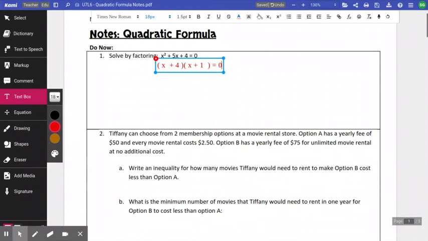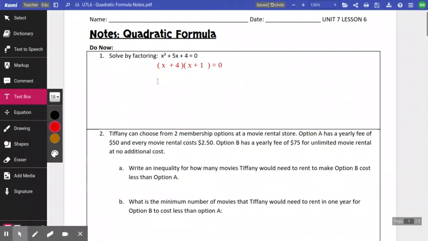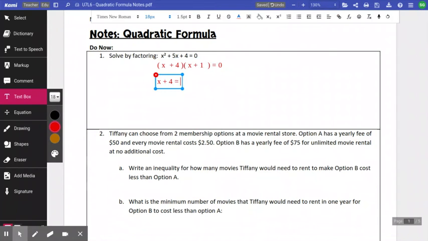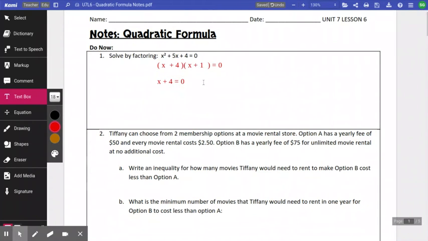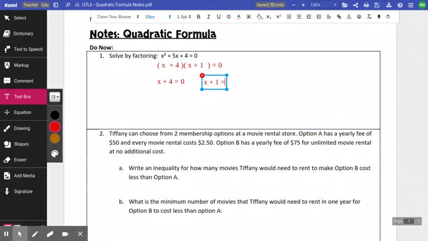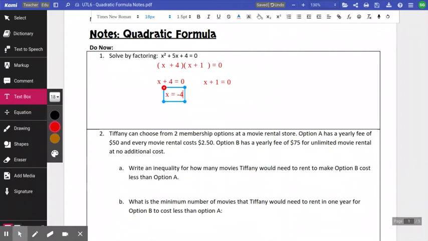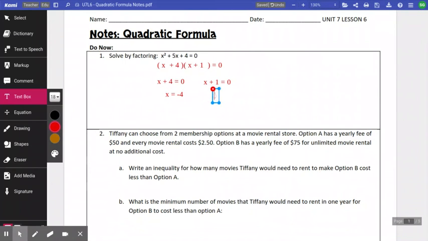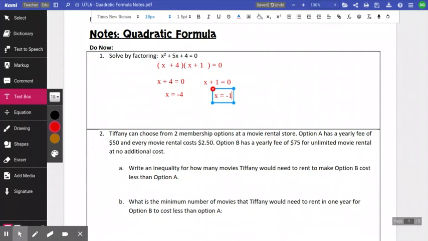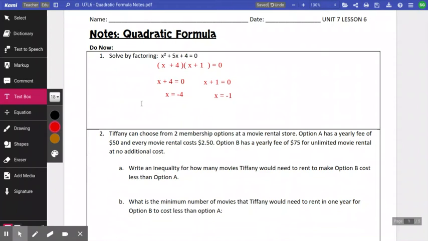After that, because this times this equals 0, I know that either x plus 4 must equal 0 or x plus 1 equals 0. When we solve each of these equations, we get x equals negative 4. And for this equation, when you subtract 1 on both sides, you get x equals negative 1. So my final answer is x must be a number that is either negative 1 or negative 4.